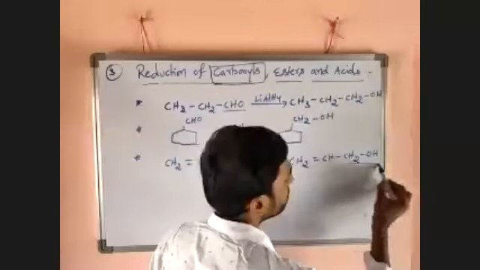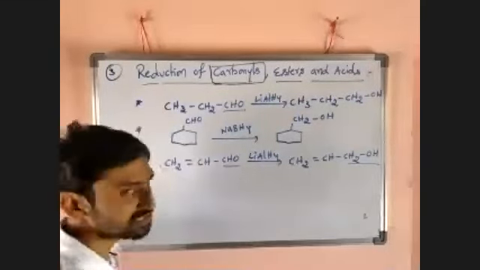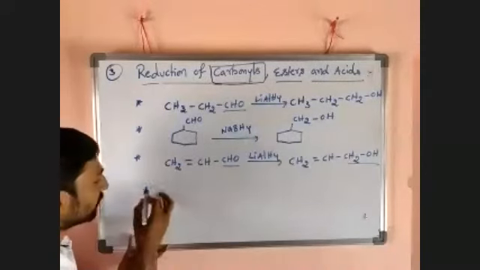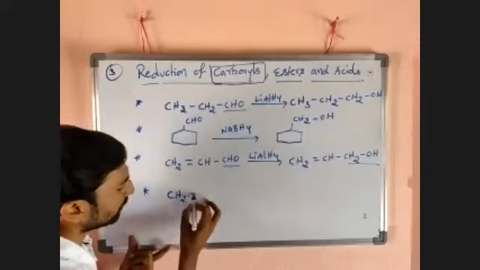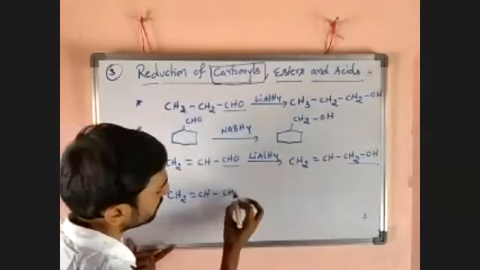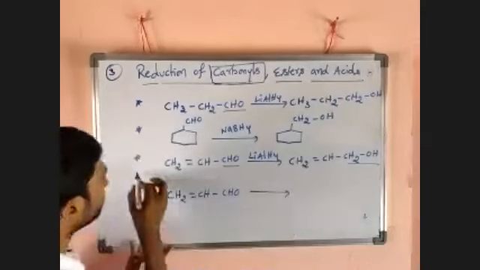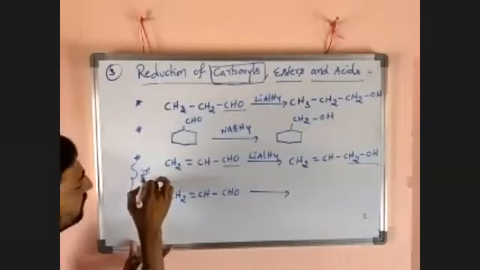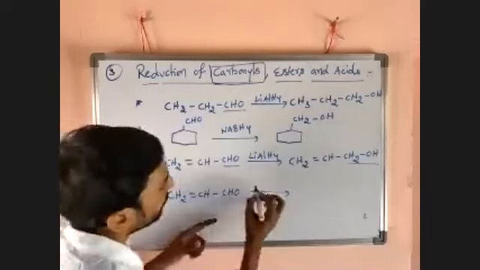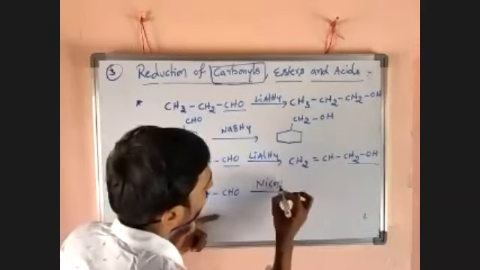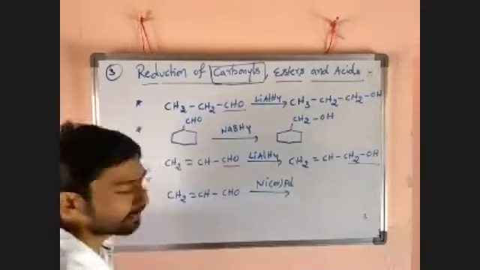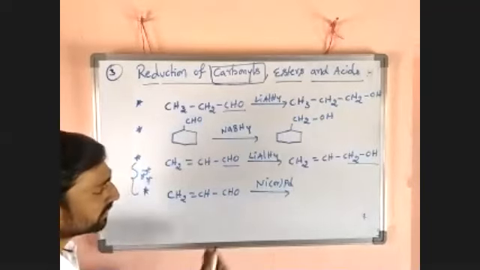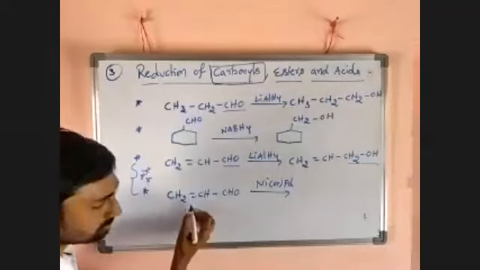CHO will reduce into CH2OH, but the double bond remains. But here I want to take another application: CH2=CH-CHO. Same thing. These two are important. But in the presence of nickel or palladium, it can reduce this double bond also.